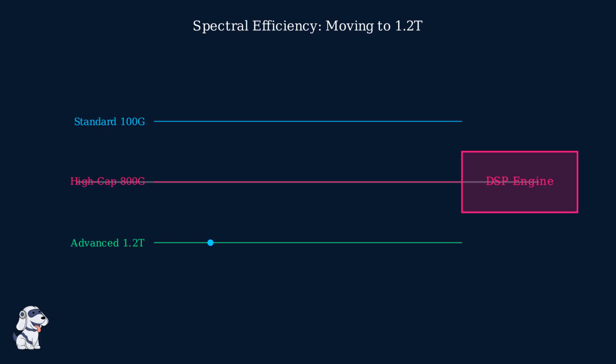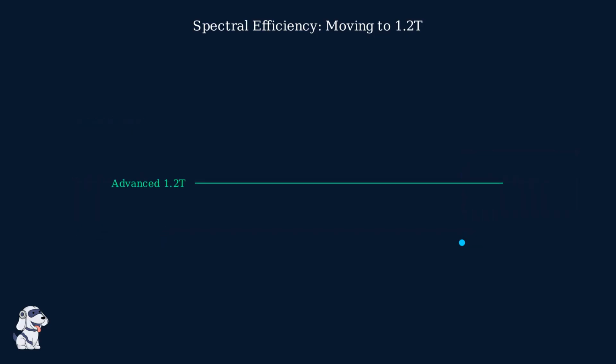Today, we are pushing the boundaries to 1.2 terabits per second on a single wavelength. This is the new standard for backbone infrastructure. By maximizing bits per symbol through advanced signal processing, we utilize every strand of fiber to its fullest potential, meeting the massive demands of global AI.